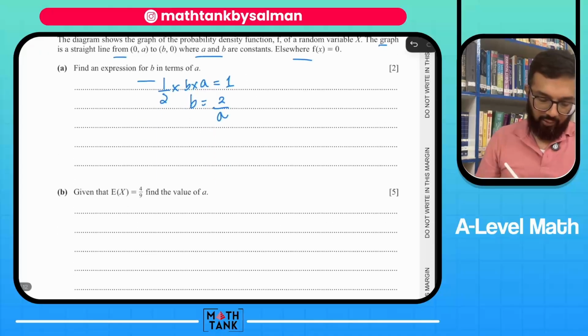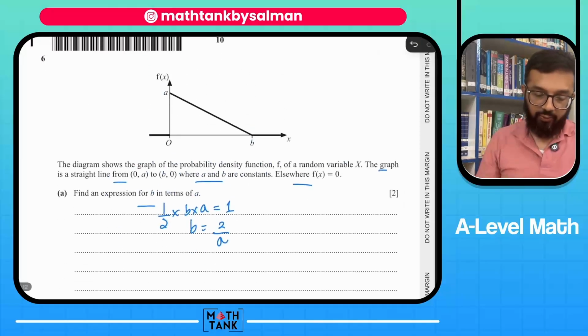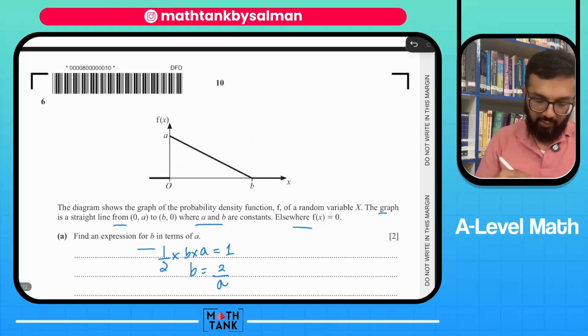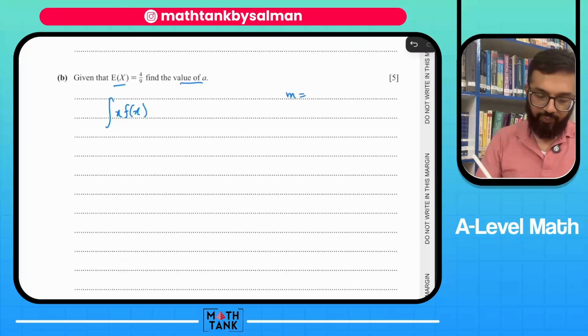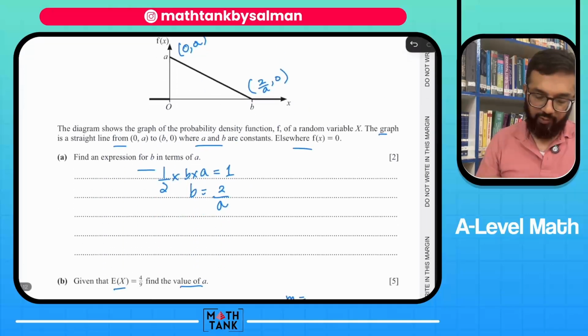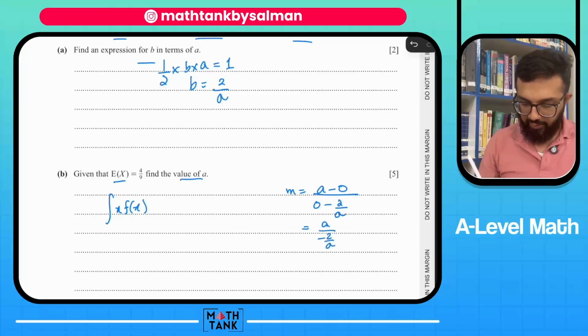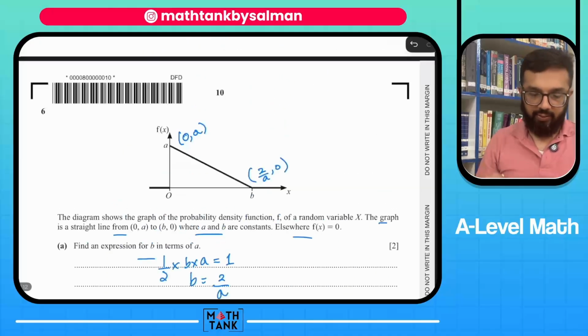Okay. Given that expected value of x is 4 over 9, find the value of A. So for expected value of x, I want to do x f of x, but unfortunately I don't have f of x, but I have these coordinates. I can say 0 comma A, and this is then 2 over A comma 0. So can I find out the gradient first? So y2 minus y1 over x2 minus x1. Okay, so A over minus 2 over A, that gives you minus A squared over 2. And the y-intercept is A.